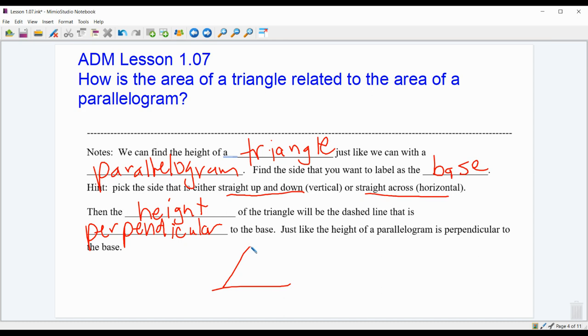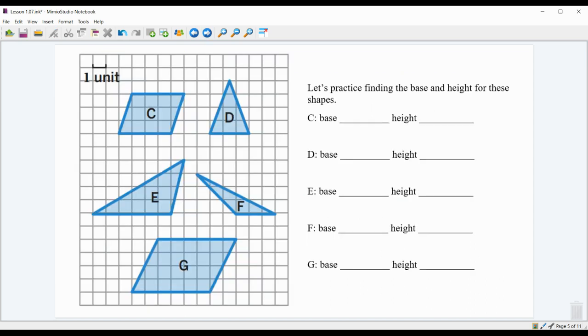Here's an example. Here's my triangle. This is a slant. The distance straight up and down, if I measure the triangle from the top to the bottom, goes straight down. Here's the distance, which is shorter than the slant distance. Okay, so now, for example, we're going to do a couple of these. We're going to practice finding the base and the height.